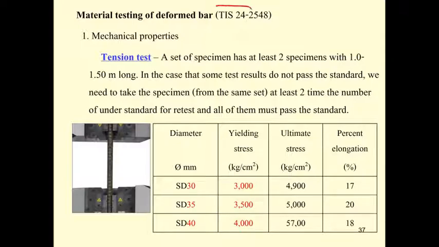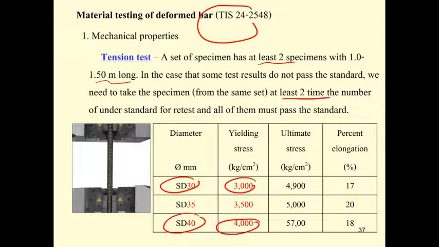The TIS that you must follow is TIS 24, and it has details. You have to follow the test like this. I didn't mention this much because you're going to use it when you need it, and then you'll know where to find it and can just come and check it out. SD30 specifies a yield stress of at least 3000. SD40 specifies a yield stress of at least 4000, and it follows the ultimate strength and percent elongation like this. If one of these properties doesn't pass, you have to reject it. You should not accept it.